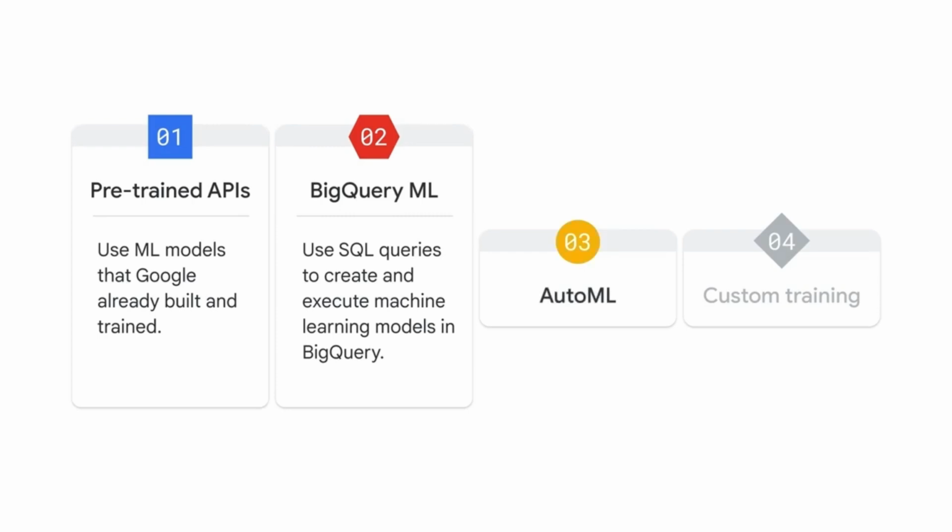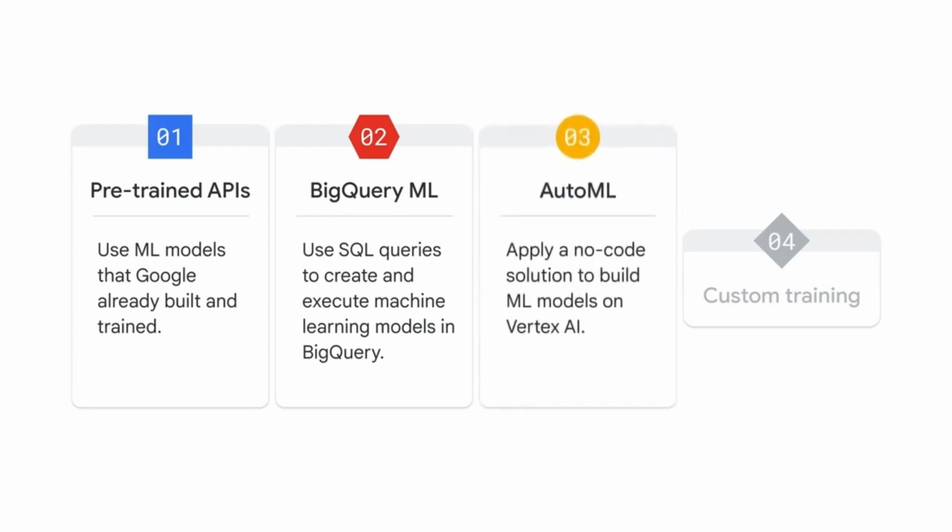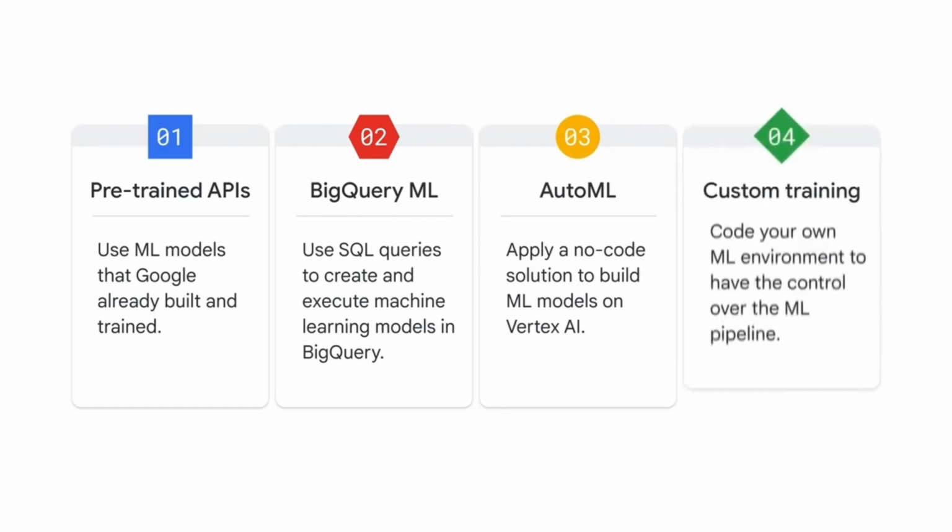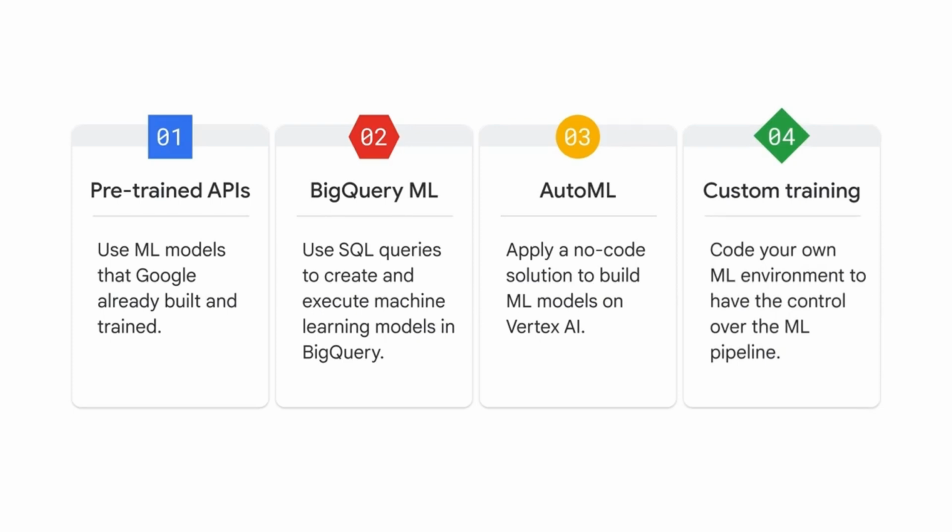The third option is AutoML, which is a no-code solution that helps you build your own machine learning models on Vertex AI through a point-and-click interface. And finally, there is custom training, through which you can code your very own machine learning environment, training, and deployment. This option allows you flexibility and control over the ML pipeline.